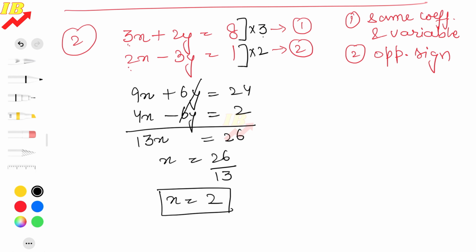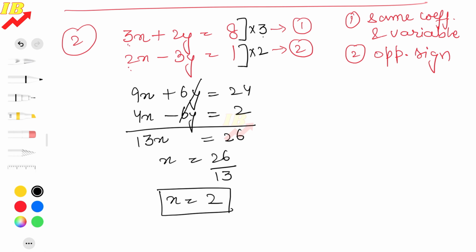This is also an easier one, but make sure that you're making the same variable and same coefficient at one time. It is depending on you whether you want to take x or y, right? But you need to eliminate one thing in this, right?